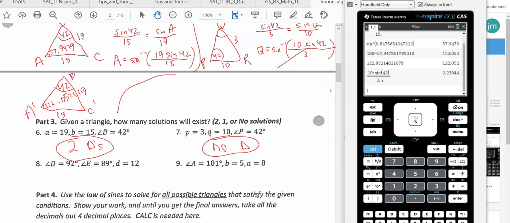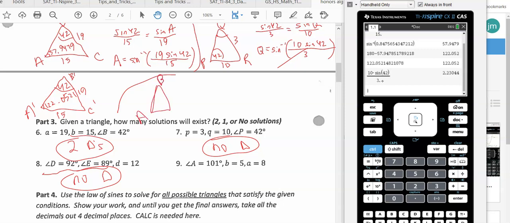Okay, so this one, I'm already suspect. Look at this. Like, one of them's 92 degrees, one of them's 89 degrees. It's already more than 180. I'm just going to say no triangle here. So I don't think we need to work that out. Let's try this one.